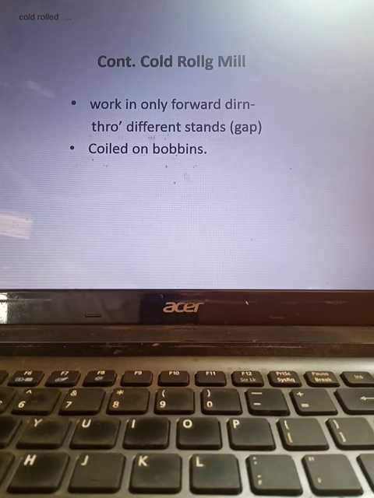And we look at continuous cold rolling mills, similar to hot continuous rolling mills. Here it is cold and it works in only one direction, forward direction. There will be multiple stands with the gaps reducing progressively, and the output is wound on bobbins.